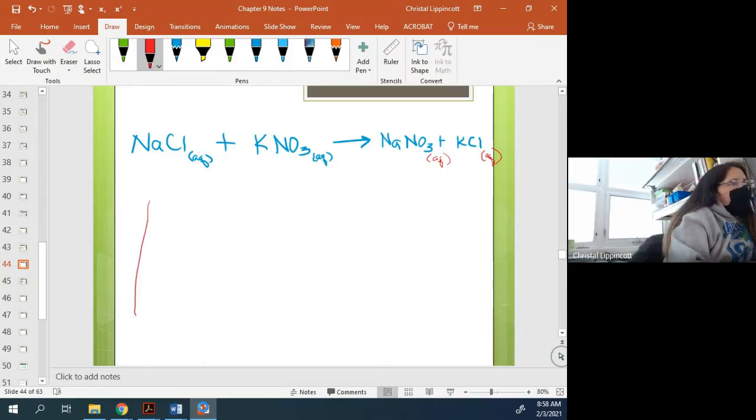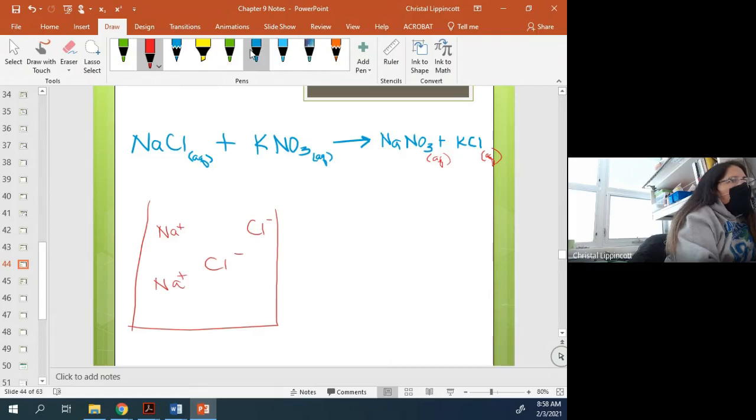What this aqueous means is that if we have a beaker, okay, and we put this in, this is salt, like salt water, like in the ocean, okay? If I put that in water, it's going to break apart into these different ions, okay? And then I'm going to have some ions of potassium floating around and some ions of the nitrate floating around.